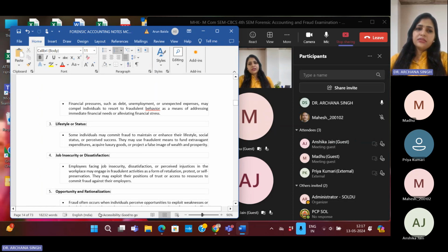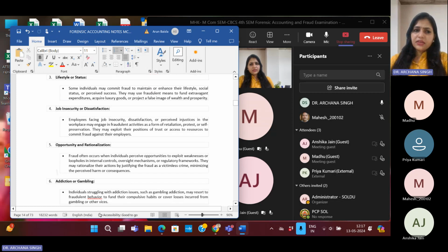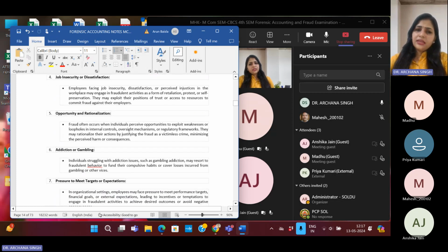Then next is lifestyle or status, which is also a main factor, as they have to maintain their lifestyle and status. They may have job insecurity and dissatisfaction. Opportunities and rationalization may be there, meaning when individuals perceive opportunities to exploit weaknesses or loopholes in the internal control, or they may rationalize their actions by justifying a fraud as a victimless crime, minimizing the perceived harm or consequences.